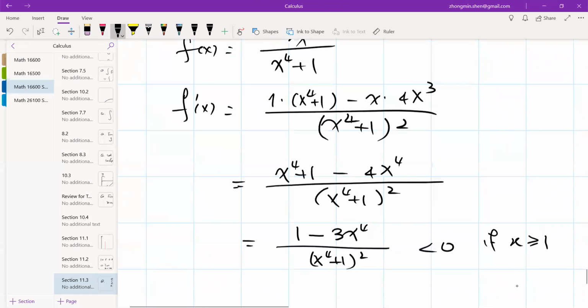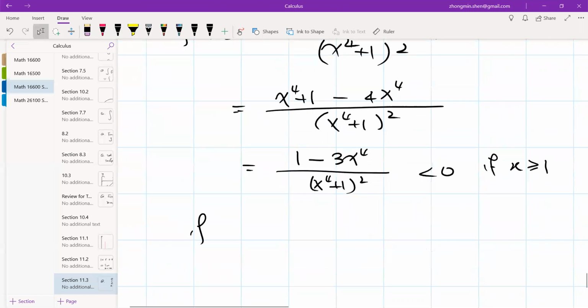Why x greater than or equal to 1? Because at least the value of 3x to the fourth power is 3, so 1 minus 3x to the fourth is negative. So negative means this is decreasing and meets the requirement for the integral test.